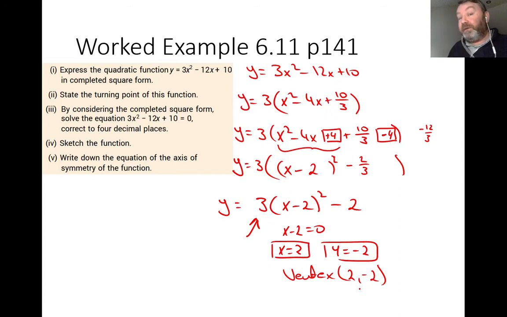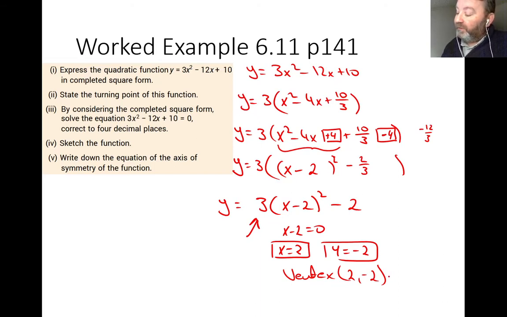So it's not really a difficult exercise, as long as you remember that when you're working out the completed square form, you must work with the completed square form only with quadratics that begin with x squared. So that's the first one. State the turning point of this function. Done. By considering the completed square form, solve the equation 3x squared minus 12x plus 10 equals 0, correct to 4 decimal places. And then it says sketch the function and write down the equation of the axis of symmetry of the function. Well, we've done that.